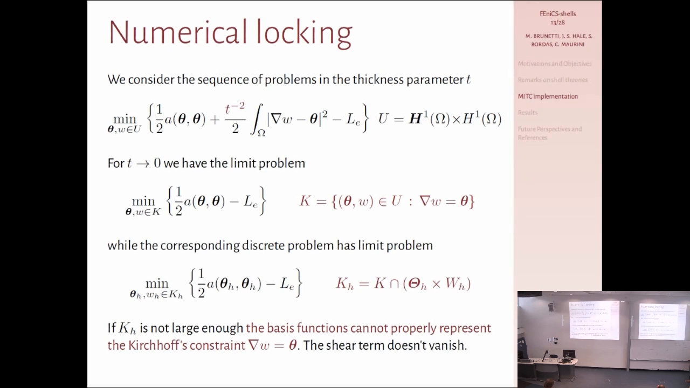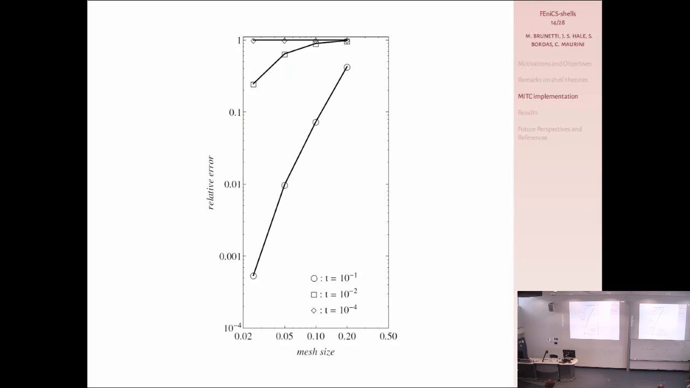And when we consider the limit problem of the discrete Reissner-Mindlin model, we obtain that the space is K_h, which is the intersection between this space of the functions for which the Kirchhoff constraints hold and our discrete function space. And if k is not large enough, the basis functions cannot properly represent the Kirchhoff constraint. So this means that the shear term doesn't vanish, and for very thin shells, this term blows up, and this means that the spurious shear term tends to lock the model. And this is why we obtain this kind of unacceptable behavior. We have a non-uniform convergence in the thickness parameter, and for very thin shells, the element locks.